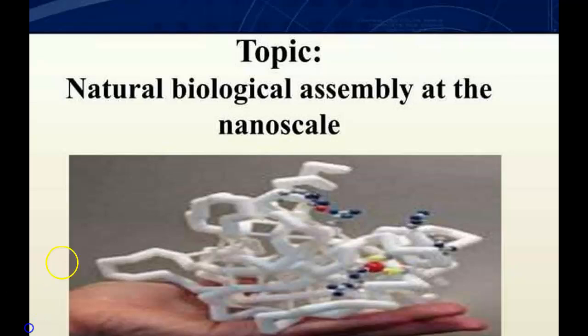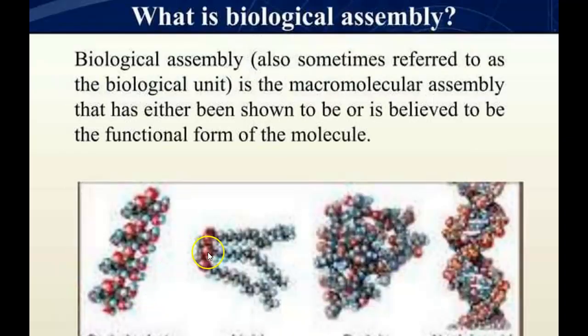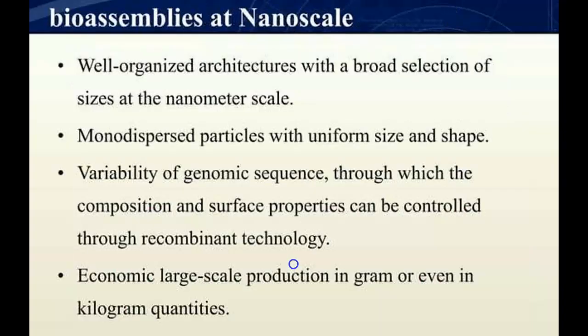Today we will discuss natural biological assemblies at nanoscale, which is our main topic. So what is basically the biological assembly? Biological assembly is something that is referred to as the biological unit of a macromolecular assembly that has either been shown or believed to be the functional form of the molecule.